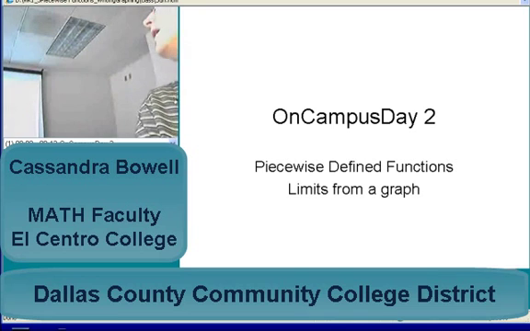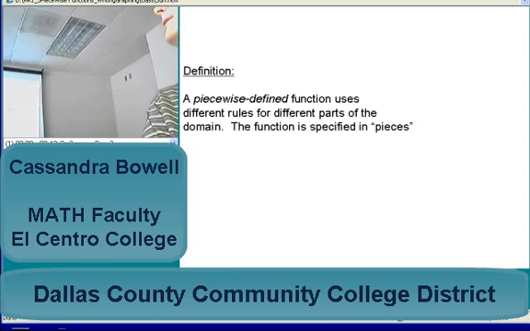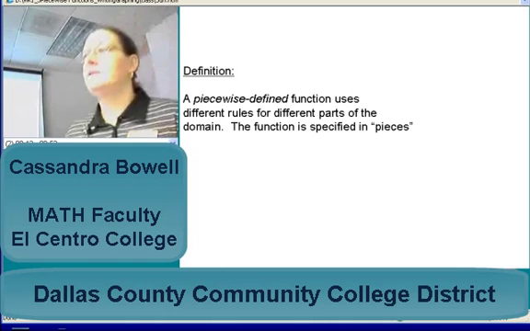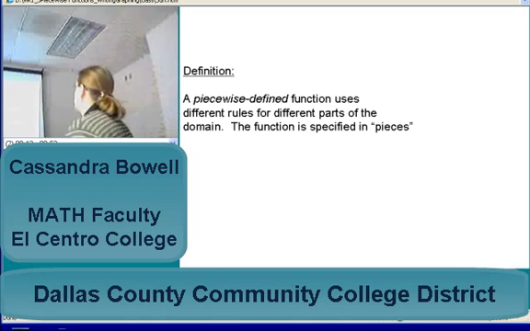Essentially, what we mean by piecewise could be even more general than that. It doesn't have to be about business. It doesn't have to be a business application. Often things related to business are piecewise. But what we mean by a piecewise function is that you use different rules for different parts of the domain.